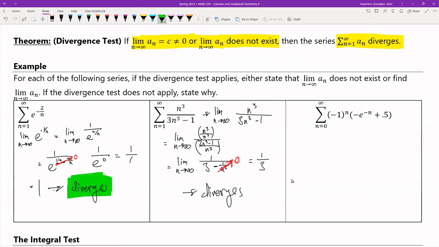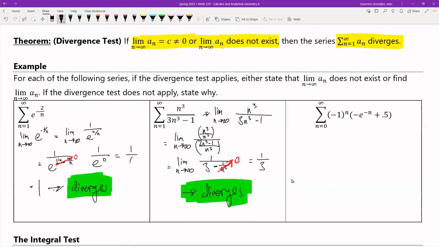So long as it's anything that's not zero, you can automatically say that your sequence is going to diverge, okay? The last one is a little tricky, but not too far off. Let me show you guys the trickiness that this one shows, okay?